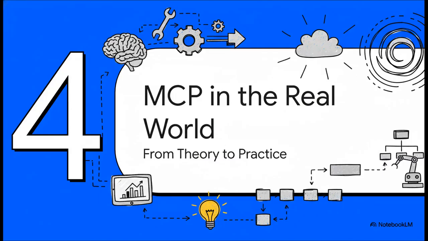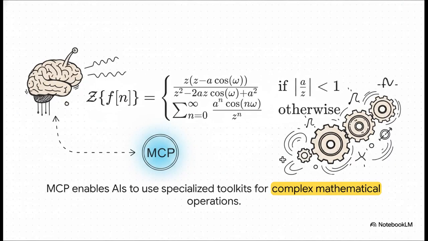Okay, so that's the theory, and it sounds great. But what does this actually unlock in practice? What can an AI with MCP actually do that it just couldn't do before? Well, this is where things get really wild. We tend to think of AIs as language models, right? They're good with words. But with MCP, they can become expert mathematicians. It can connect to a specialized toolkit, and suddenly, it can handle incredibly complex operations like symbolic integration or Fourier transforms.